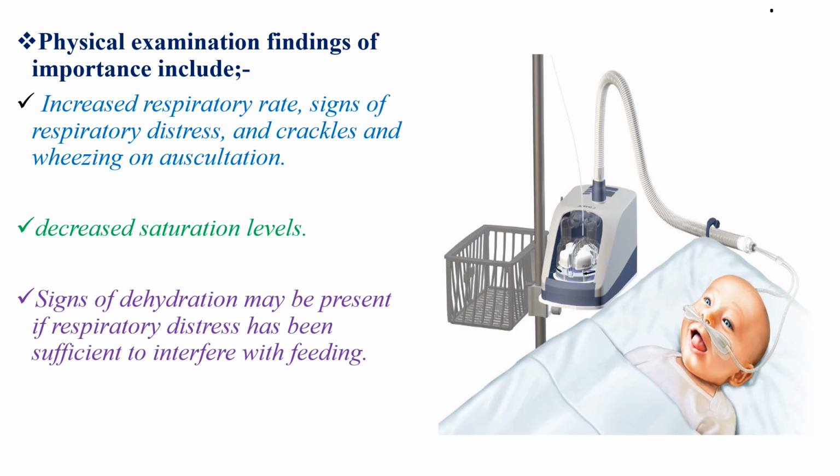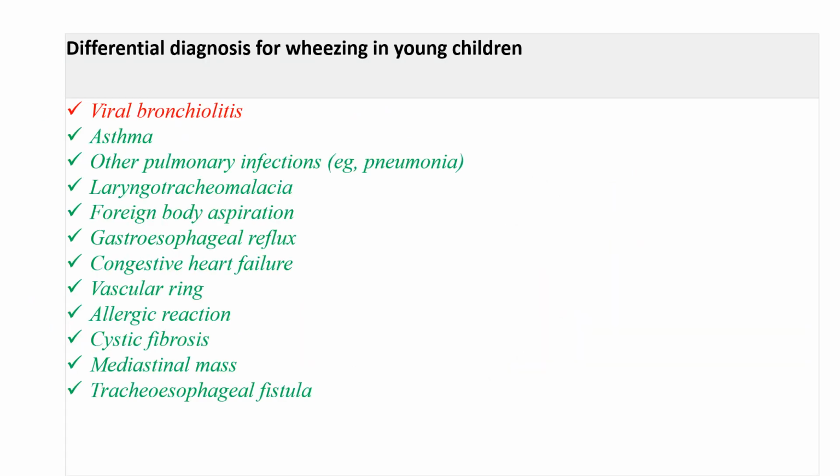In addition to viral bronchiolitis, differential diagnosis for wheezing in young children include asthma, other pulmonary infections such as pneumonia, laryngotracheomalacia, foreign body aspiration, gastroesophageal reflux, CHF, vascular ring, allergic reaction, and other problems such as mediastinal mass and tracheoesophageal fistula. So we should rule out them by history and the physical examination.